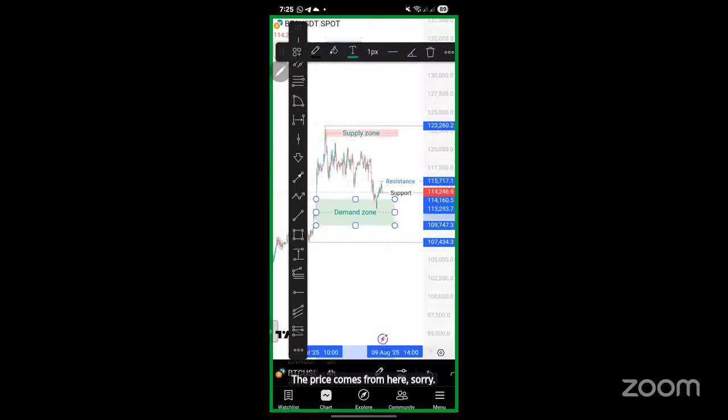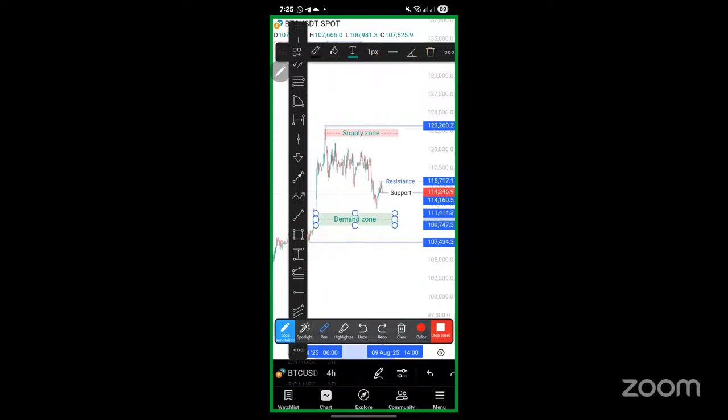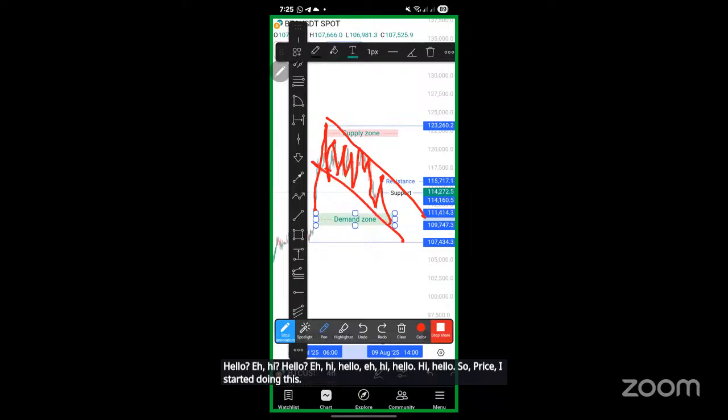Let it be like this. Like that. Now, look at this. Price moves here, comes, makes a high, makes a low, a higher low, a high, a low, a high, a low, a high, a low, a high, a low. So price has started doing this. You understand?